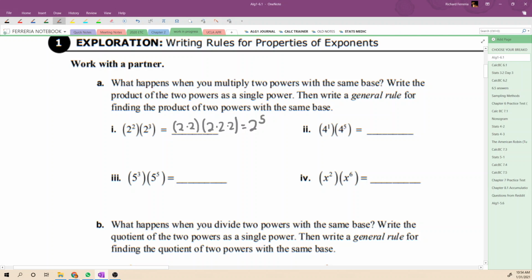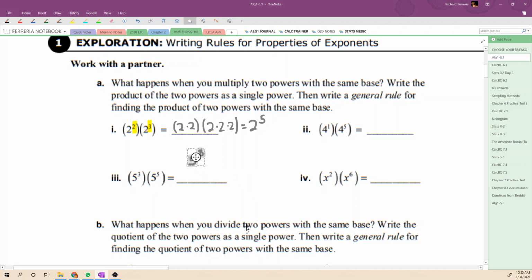So this whole adding the powers, we can test this hypothesis by taking a look at one of these other problems. Let's take a look at the third one. We've got 5 cubed and 5 to the 5th power. Now if I add those exponents, I get 3 plus 5, and that's equal to 8. Let's just move that aside for now.